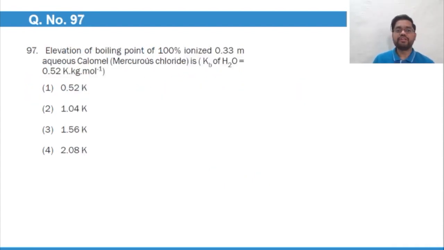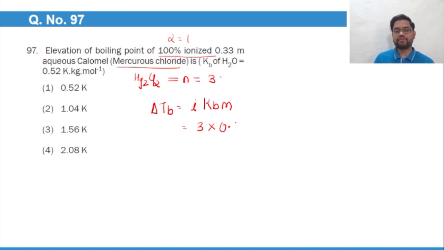97. Elevation of boiling point of 100% ionized, that means alpha is equal to 1, of 0.03 molar aqueous calomel. First of all, aqueous calomel is mercurous chloride, that is Hg2Cl2, and its N value is equal to 3. We require elevation in boiling point, so it is given as delta TB equal to I KB M. I value we have 3, KB value is 0.5, M value is 0.33. If you solve this, you will get 0.52 Kelvin as an answer.